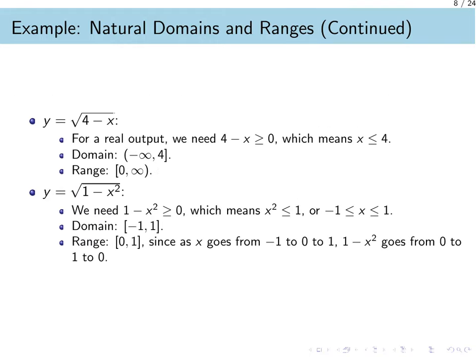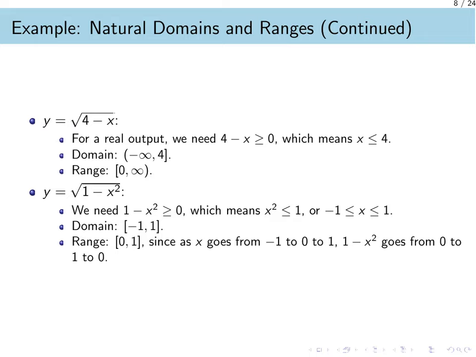Let us continue finding natural domains by looking at two more functions involving square roots, which require us to ensure we always get a real number as an output. For the function y equals the square root of 4 minus x, the expression inside the root, which is 4 minus x, must be greater than or equal to 0. Solving this inequality tells us that x must be less than or equal to 4, which defines the domain. The resulting outputs, or the range, will be all non-negative numbers.